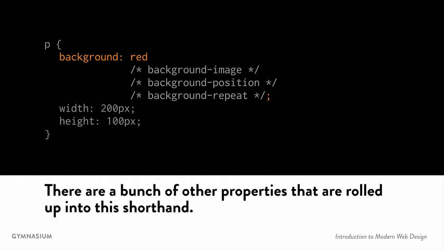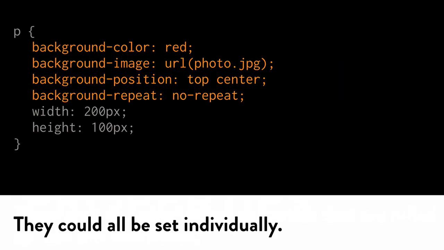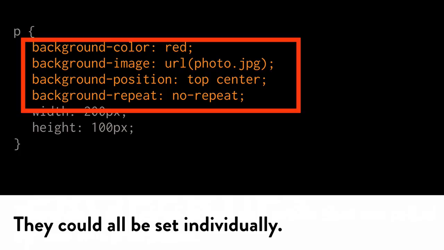And what it's a shorthand for is background color, background image, background position, and background repeat. Now, in the case of setting background red, we're leaving all of the background image, background position, and background repeat values to their defaults. But we could set each of those individually if we wanted to, saying red for the background color, URL photo.jpg for the background image.